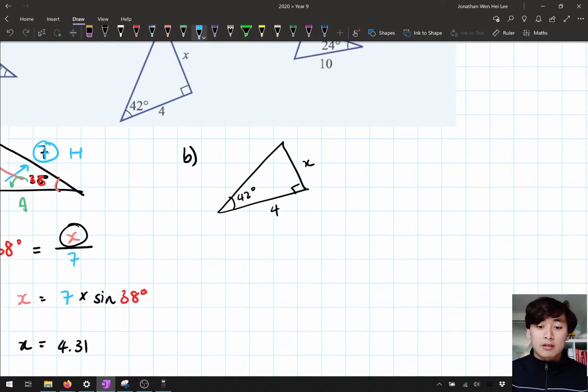So let's label the 3 sides. Let's start off with the hypotenuse. I go to my right angle and I go across. I've got a hypotenuse here, there's no value there, so I'm not going to be involving my hypotenuse for this question.